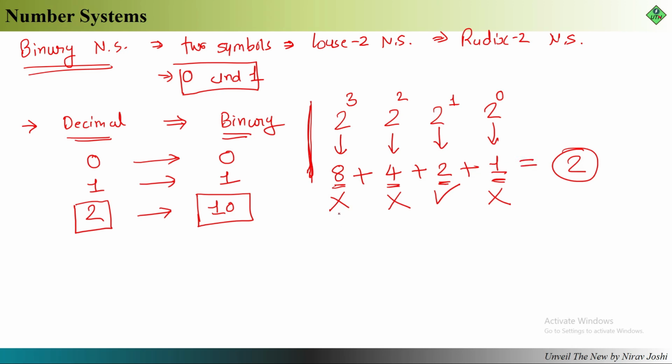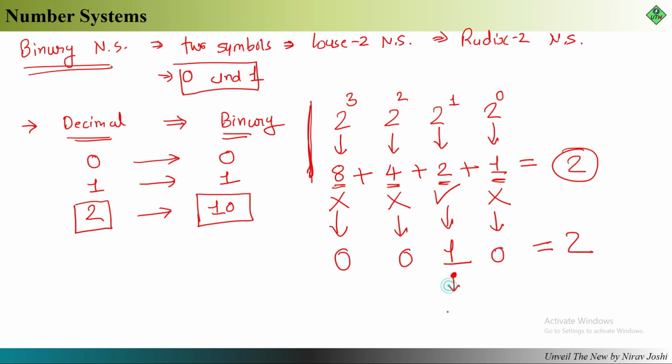So what I will do is, in the place of 8, I will put 0. In the place of 4, I will put 0. In the place of 2, as I want to keep it, I will put 1. In the place of 1, I don't want to keep it, I will put 0. This will be read as 2.